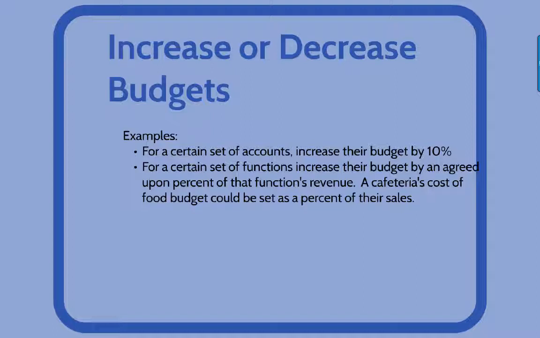And so this example is that we agree that the cafeteria budget for cost of food would be, let's say, for example, 40% of the cafeteria revenue. And so every month you would revise their budget to be 40% of their revenue. And that's very easily done, and is demonstrated as one of our examples.